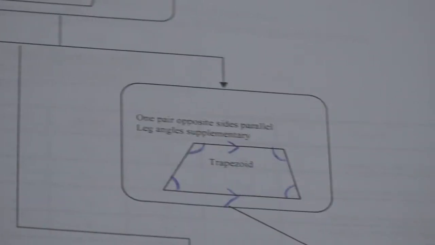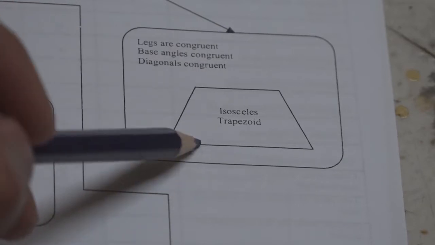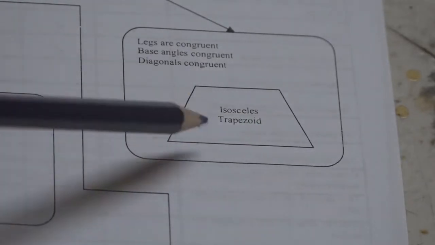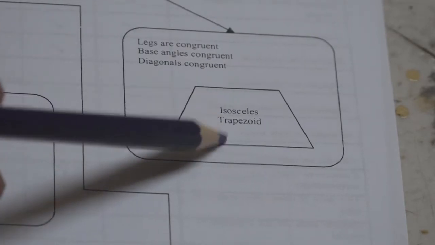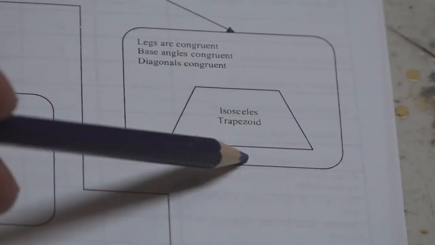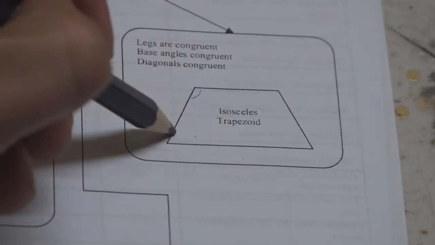All right. Then this trapezoid gave birth to the isosceles trapezoid. And now, what are the properties here? Well, it has four sides like the ancestor, and then like the mother, a pair of opposite sides are parallel. Also, leg angles are still supplementary. Okay.